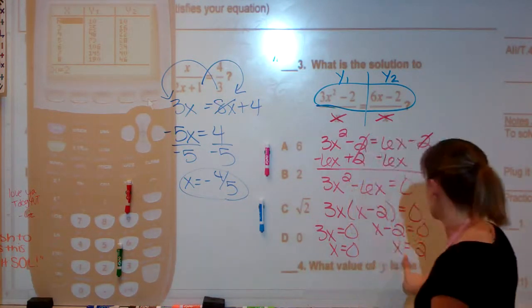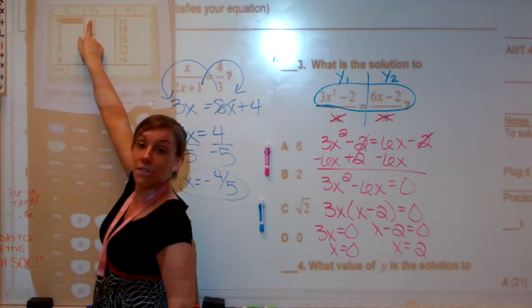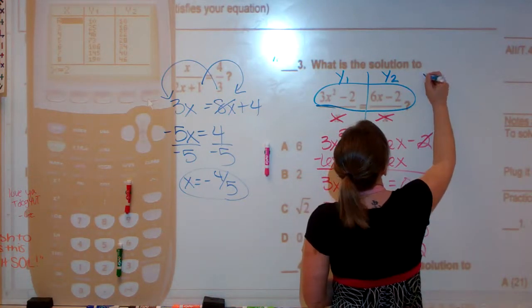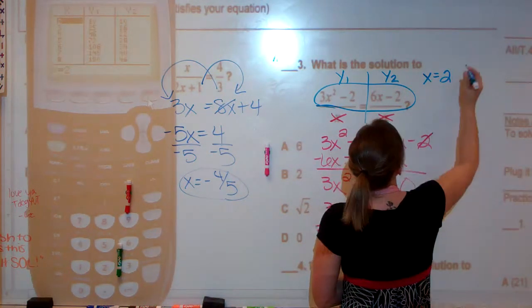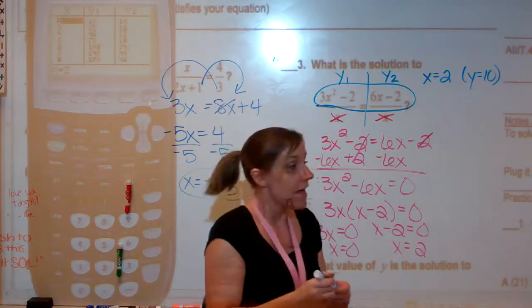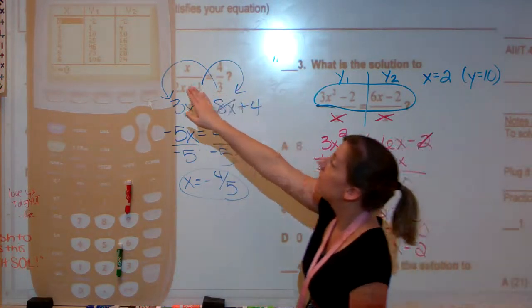So we think that the answer is 2. When x is 2, they do match, so that's where they cross. So this method is telling us that x is 2 when y is 10, but we just care about the x value. And then when we look a little bit more, there's 0.